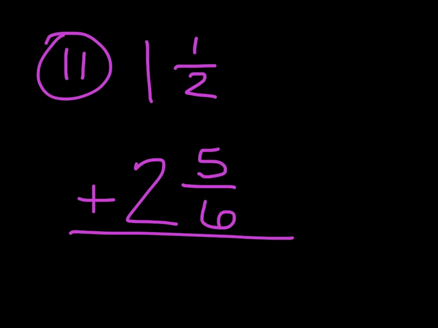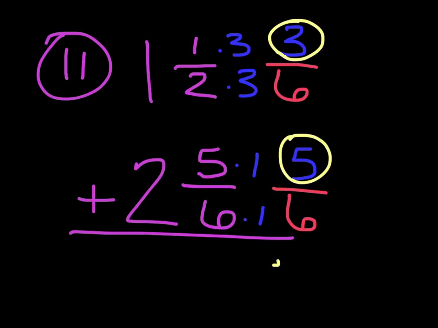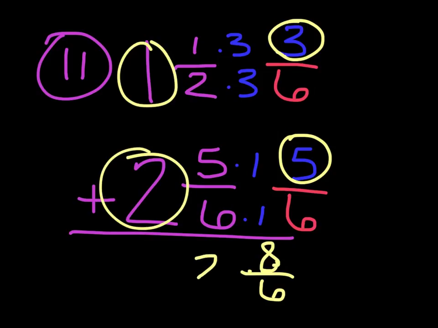Number 11, our common denominator is 6. I'm going to find equivalent fractions. 2 times 3 gives me 6, so 1 times 3 gives me 3. 6 times 1 gives me 6, so 5 times 1 gives me 5. Once I do that, just add my numerators. 5 plus 3 gives me 8. Denominator stays the same. Add the 1 and the 2, gives me 3.